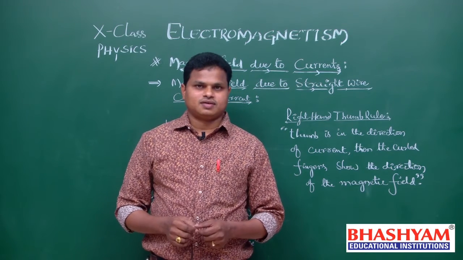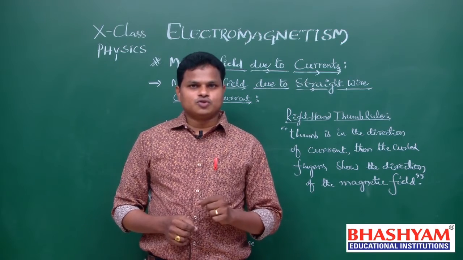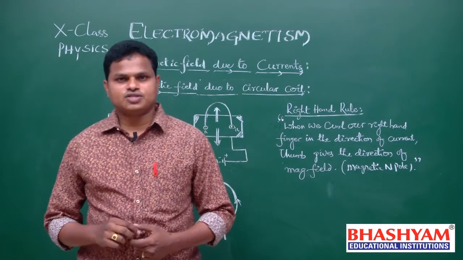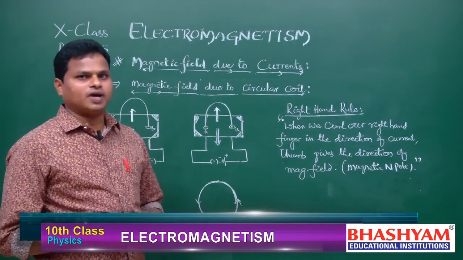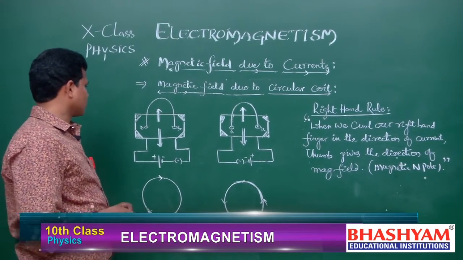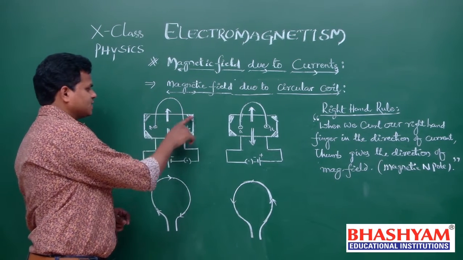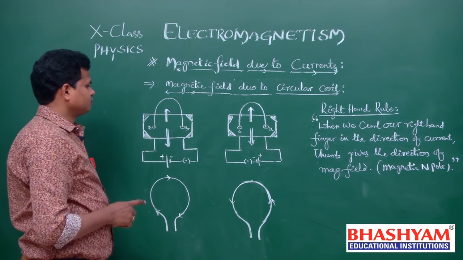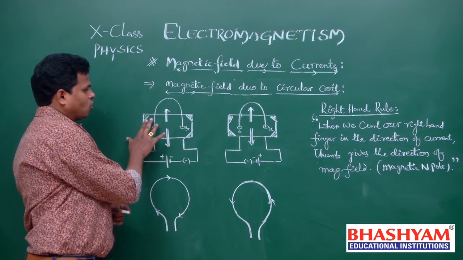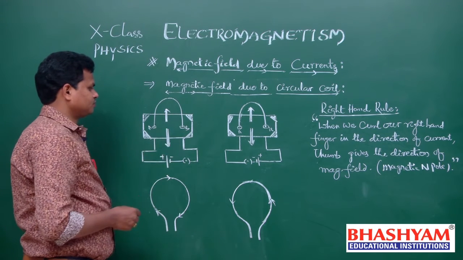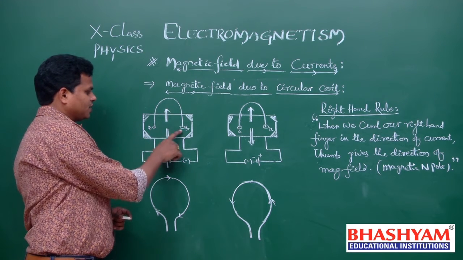Now, let us start magnetic field due to circular coil. You can understand magnetic field due to circular coil with the help of an activity. Take a drawing board, this is the drawing board, and fix a white paper sheet over it. Make two holes at positions A and B.